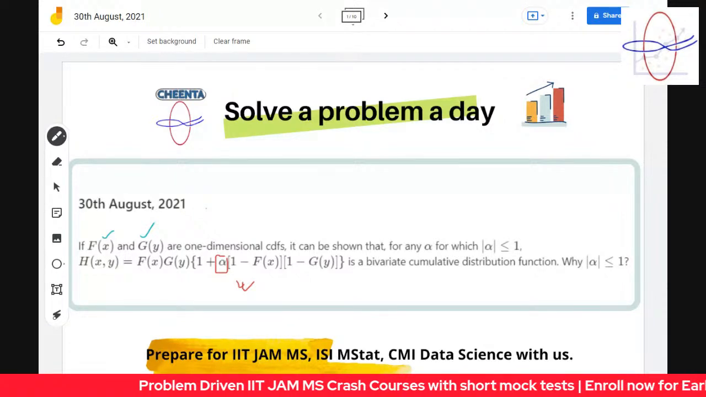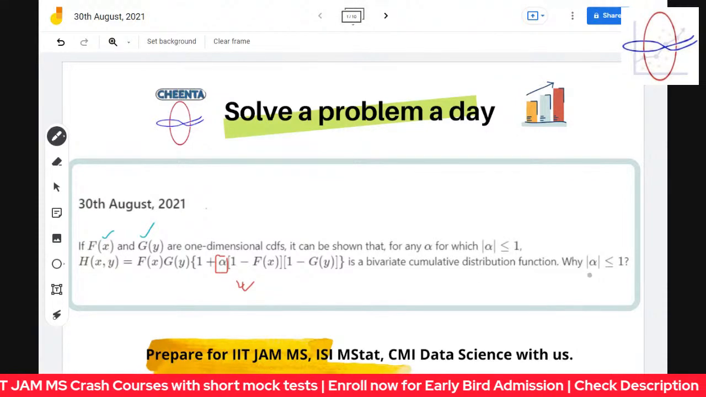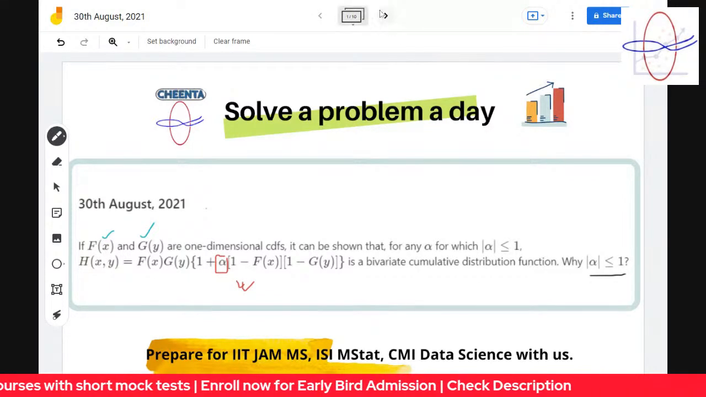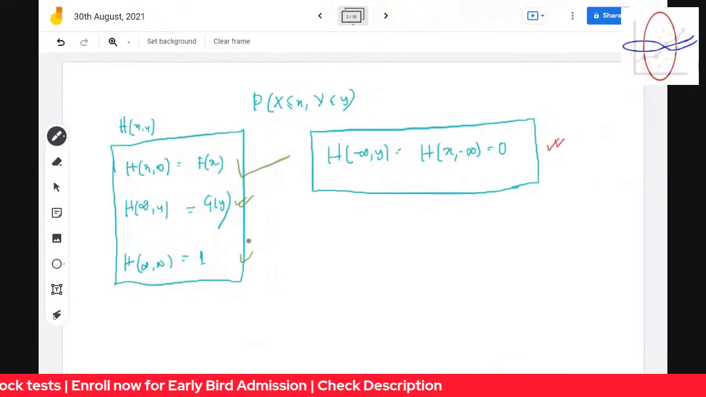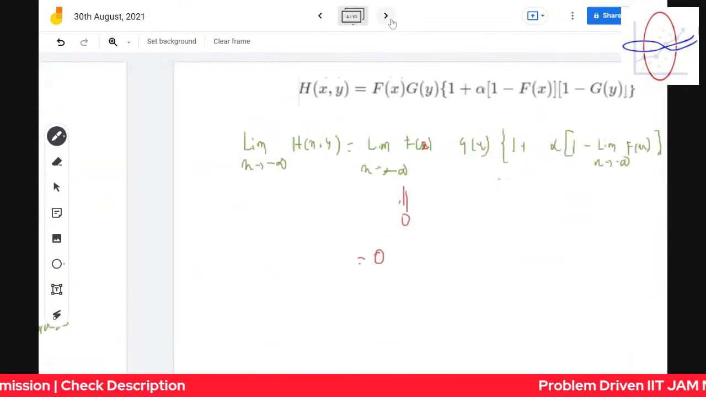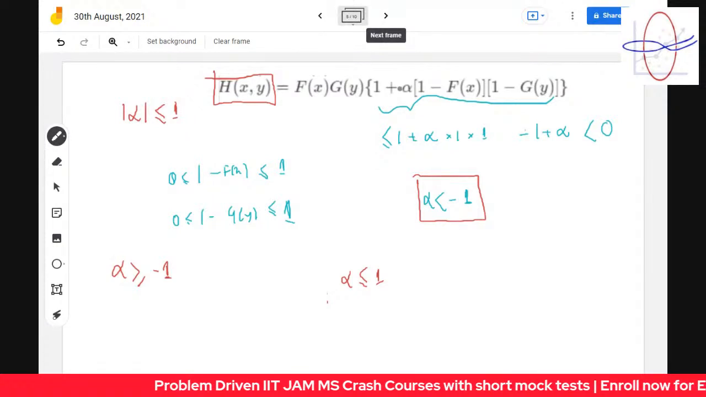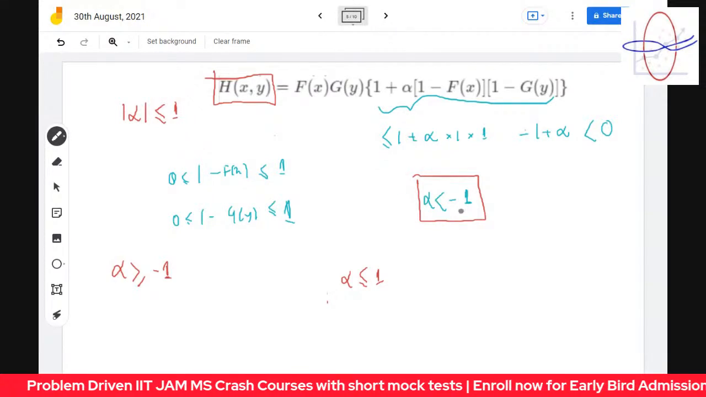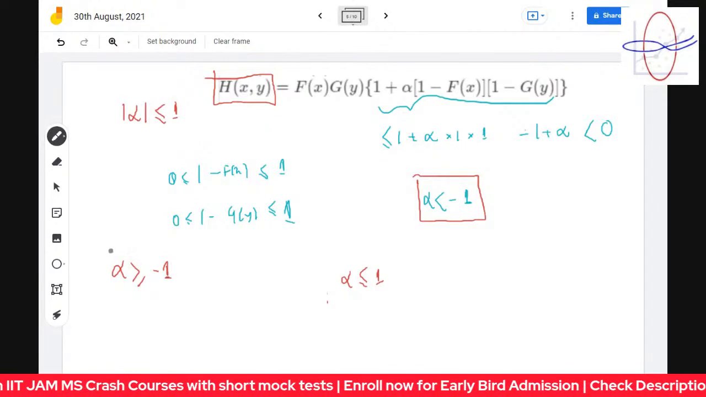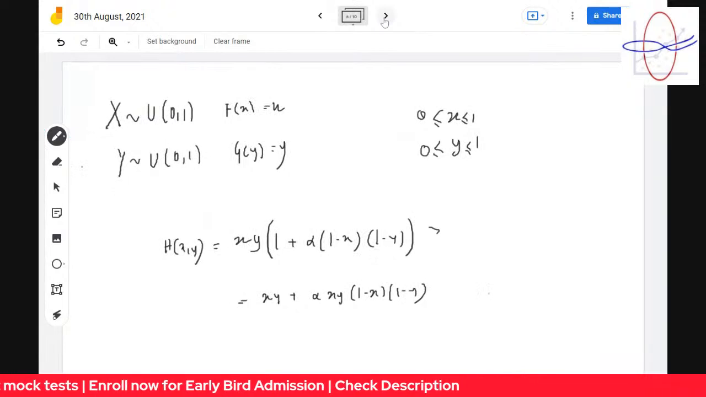So it's for the second part discussion, mod alpha is less than or equal to 1. In the first part we discussed the properties of the CDF and why it's actually a CDF, but I got stuck in the middle. I showed that alpha is greater than or equal to -1, but I couldn't show that mod alpha is less than or equal to 1, that alpha less than or equal to 1 is a valid solution.